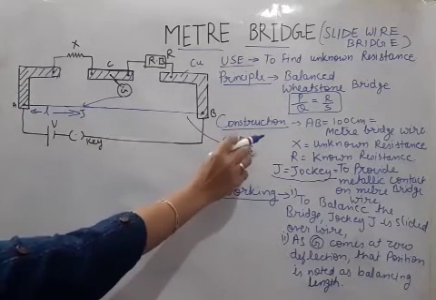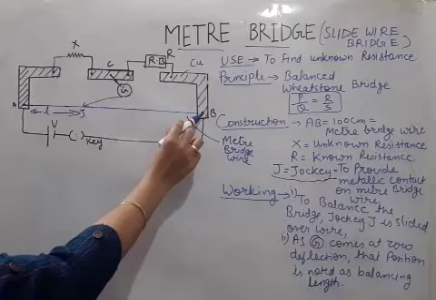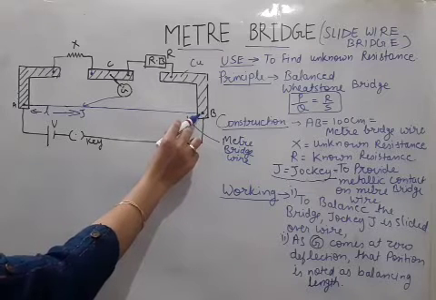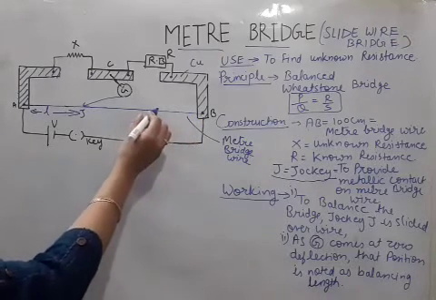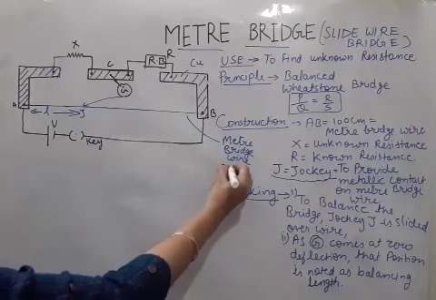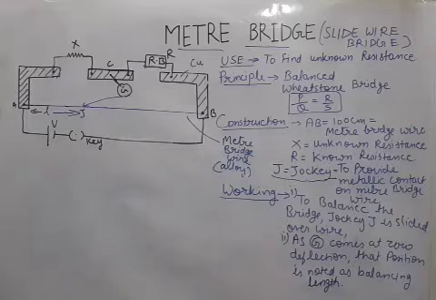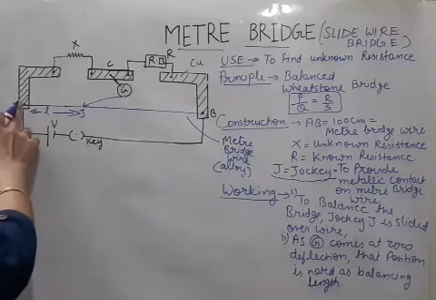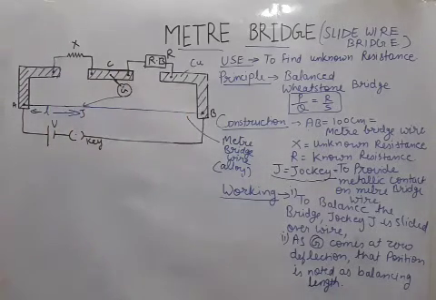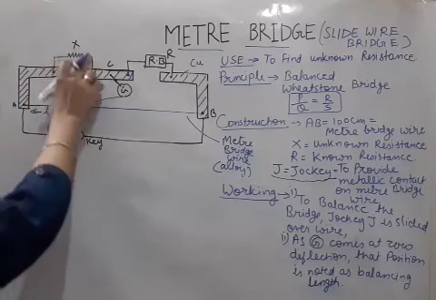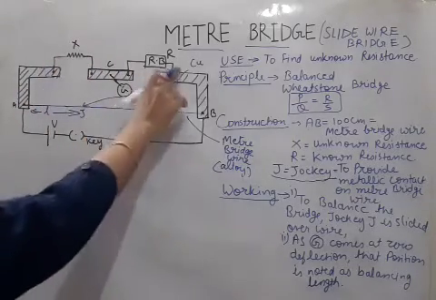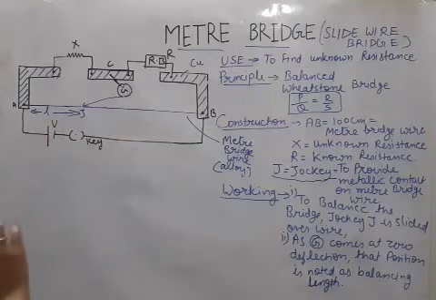Okay, so we'll repeat the construction. AB is the meter bridge wire. We can call it 1 meter or 100 centimeter. Now this wire is made up of some alloy. Okay, we will discuss in detail. Alloy means constantan or manganese or nichrome. These names you can remember. Then these are the thick copper strips. Then this is unknown resistance. This is known resistance. This is galvanometer and jockey arrangement, and this is battery and key.